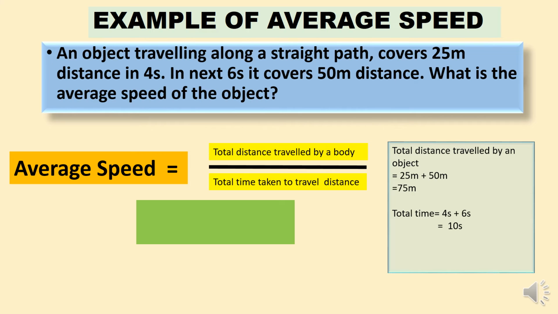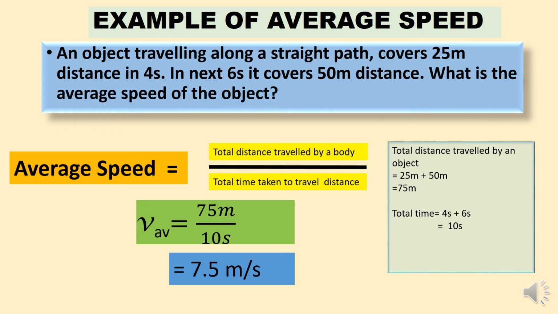The formula is V_av. Now speed, you know that we write it in a symbol like this. Like av denotes average. So the speed symbol is the same, just we write av in the subscript so that we know we have calculated average speed. 75 meter upon 10 seconds, the answer is equal to 7.5 meter per second. Meter per second, why? Because both the units are in meter and second in the question only. If it would be different, then we would have changed it first and then calculated the answer.